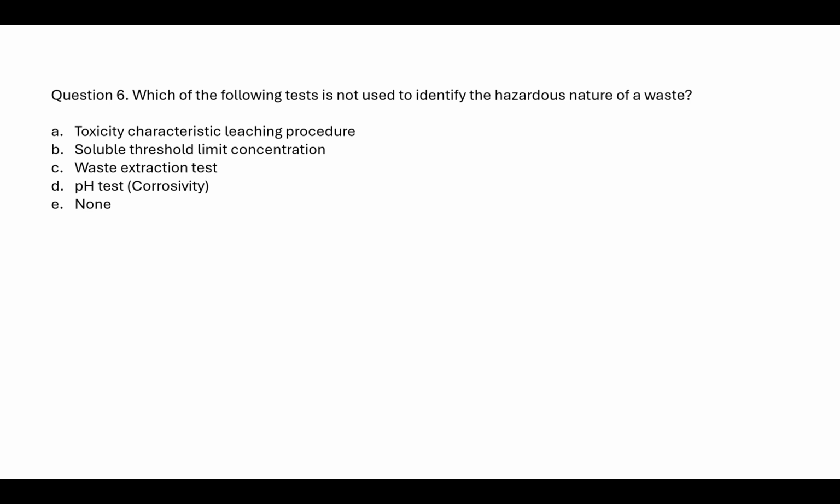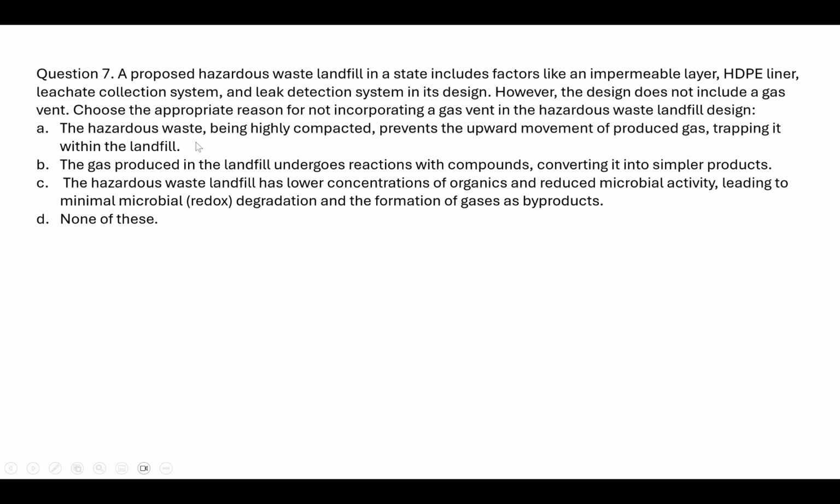So we have to find out why that is so. The first option is the hazardous waste being highly compacted prevents the upward movement of produced gas, trapping it within the landfill. Option B is the gas produced in the landfill undergoes reaction with the compounds, converting it into simpler products. Option C is the hazardous waste landfill has low concentration of organics and reduced microbial activity, leading to minimal microbial degradation and the formation of gases as a product. Or D, none of the above.